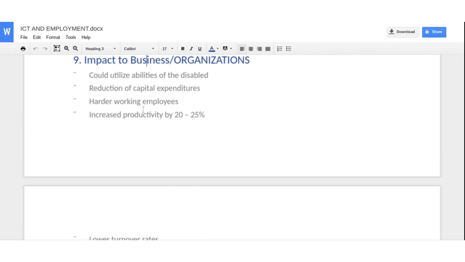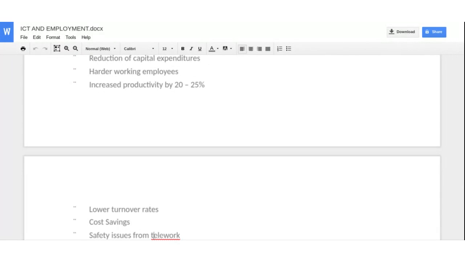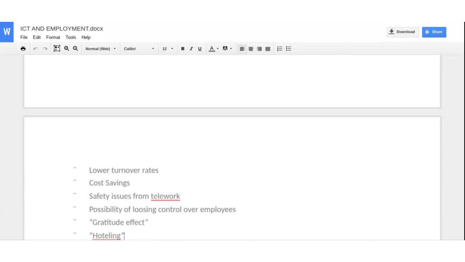And then the number one here is also good to look at. It could utilize abilities of the disabled. So, of course, the people that have certain disabilities may find traveling quite a challenge sometimes. And so if they are working from home or from some place where they don't have to travel to the office, then that may really provide a good opportunity for somebody with a disability to also get involved and utilize the abilities, the talents that they have, through teleworking.